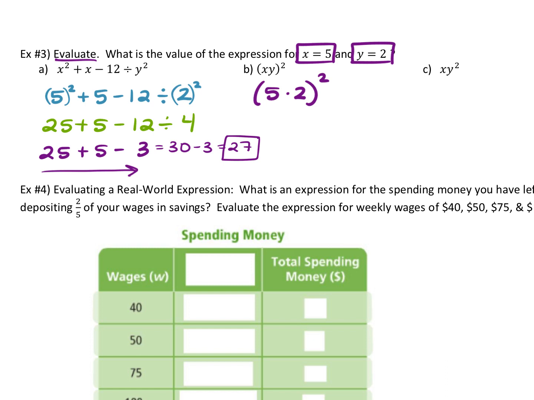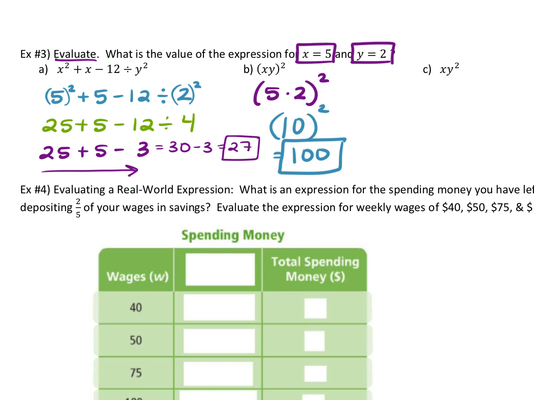Think PEMDAS. What do you do first? 5 times 2. You're going to multiply first because it's what's in parentheses, right? Parentheses first means this is 10 squared. What is that? 100.